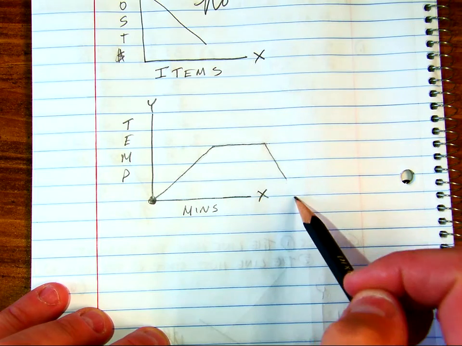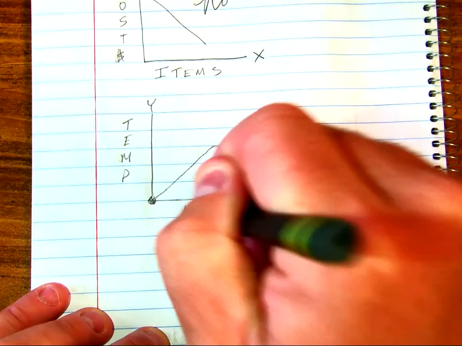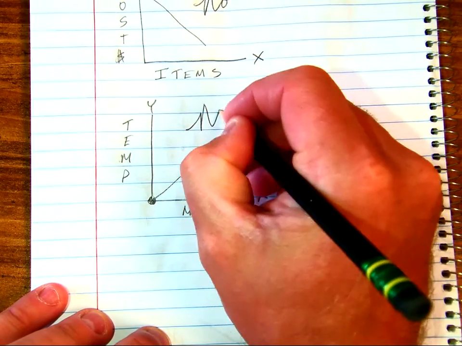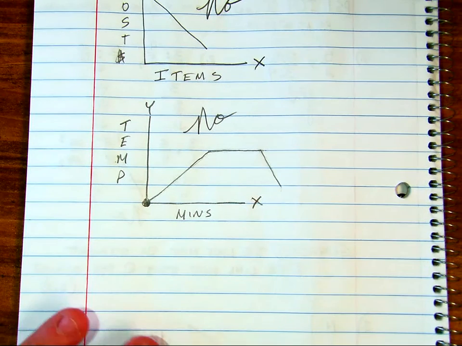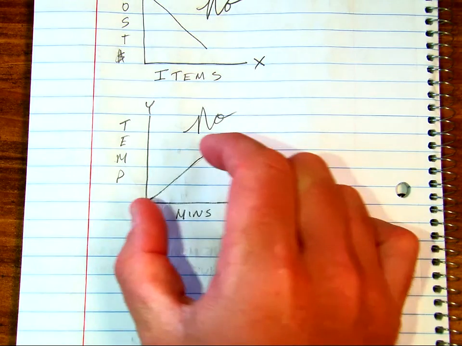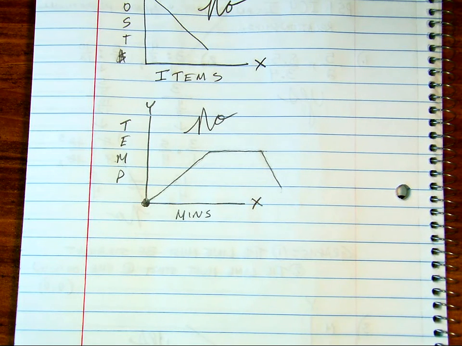It starts at the origin. Is temperature proportional to minutes? Yes or no? No is correct. Why is it no? Adriana? Right, it's not a straight line. Even though each part is straight, the entire line has to be straight. The entire line has to be what's called linear. The entire line has to be constant.